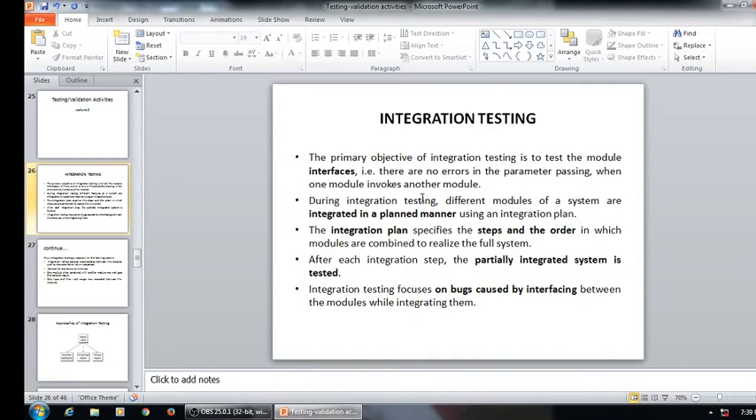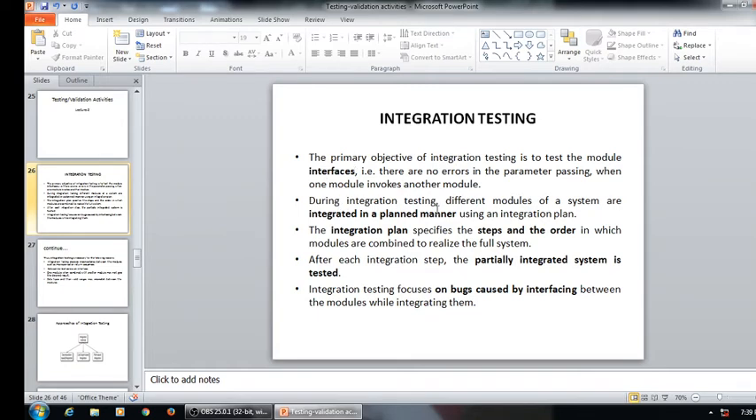Say M is divided into M1 and M2, and M2 is further divided into M3 and M4. So you can see the parameters being passed, like a module calling some other module, say M1 calling the M2 module with parameter A. Or M3 and M4 being called by M2 using some parameters. So we are supposed to check these parameters. Actually, we call them interfaces.